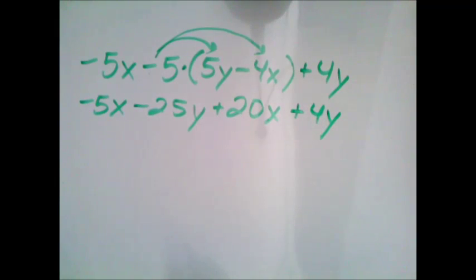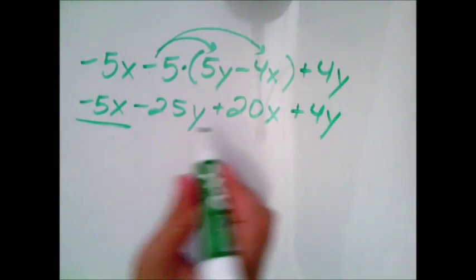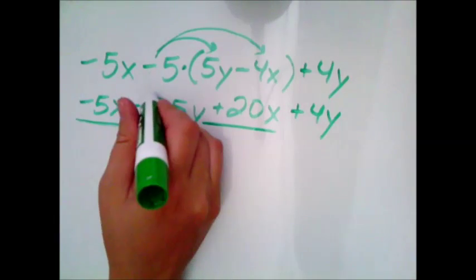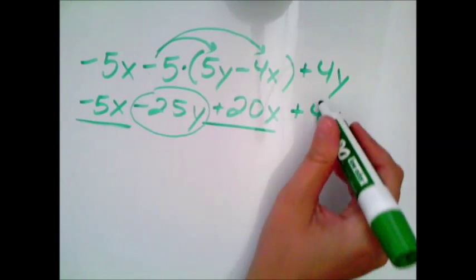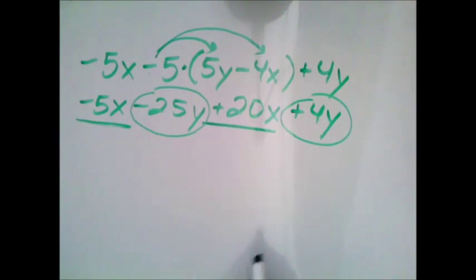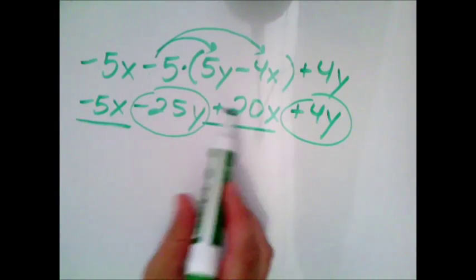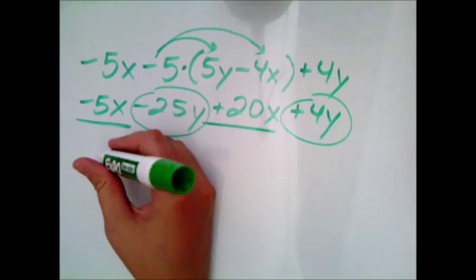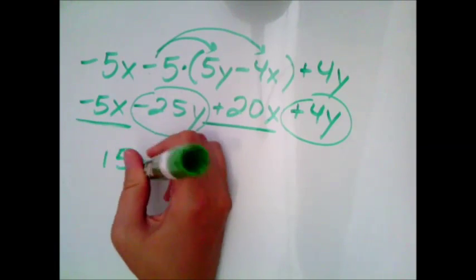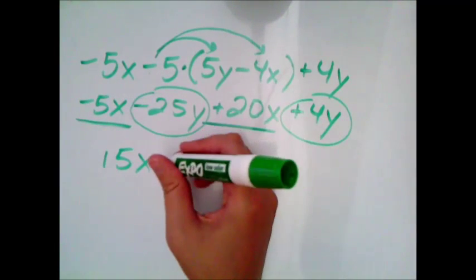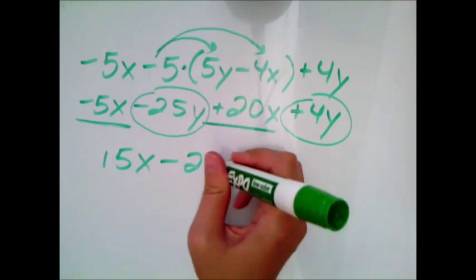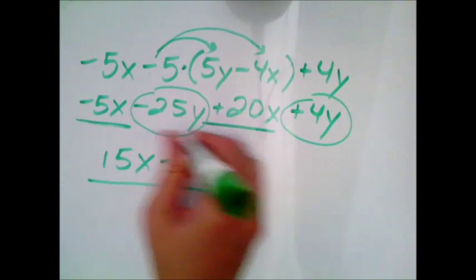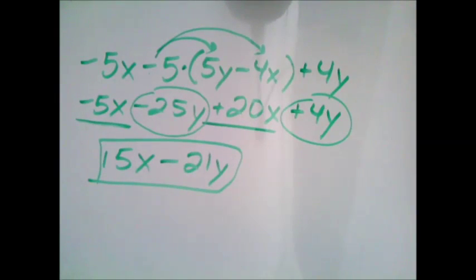Now we'll look for things that are like terms. So I have a -5x and a plus 20x, and it looks like a -25y and a plus 4y. So for the x's, 20 minus 5 is 15x, and -25 plus 4 is -21y. All right, the bigger number there was negative, so my sign is negative when I add them.